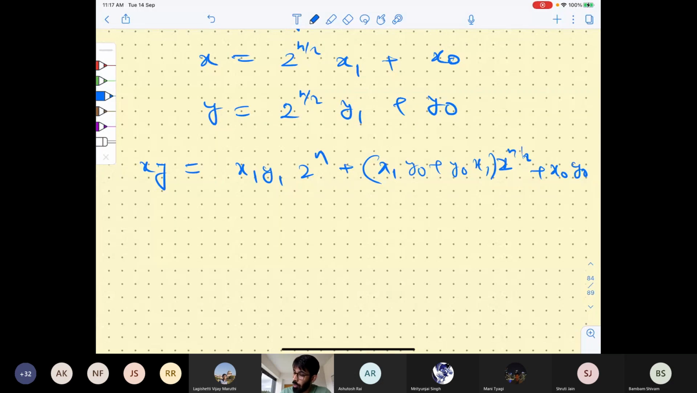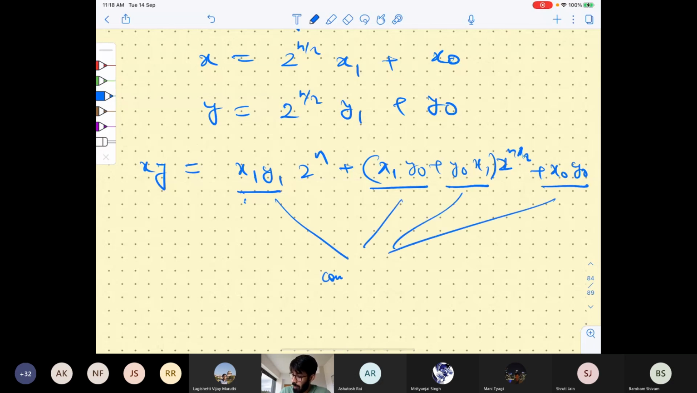So now, what does it mean? If we want to do divide and conquer, what will we do? We basically compute these terms recursively: x1 y1, x1 y0, y0 x1, and x0 y0. And how many bits does x1 have? Sir, n by 2. So y1 is also n by 2. All of them have n by 2 bits.